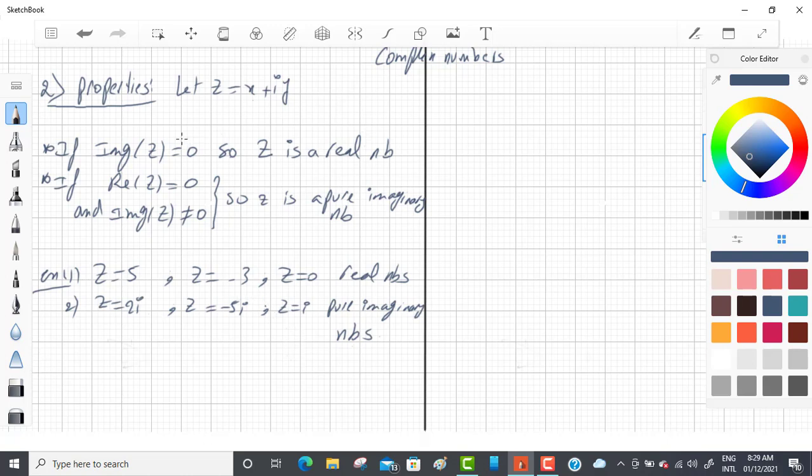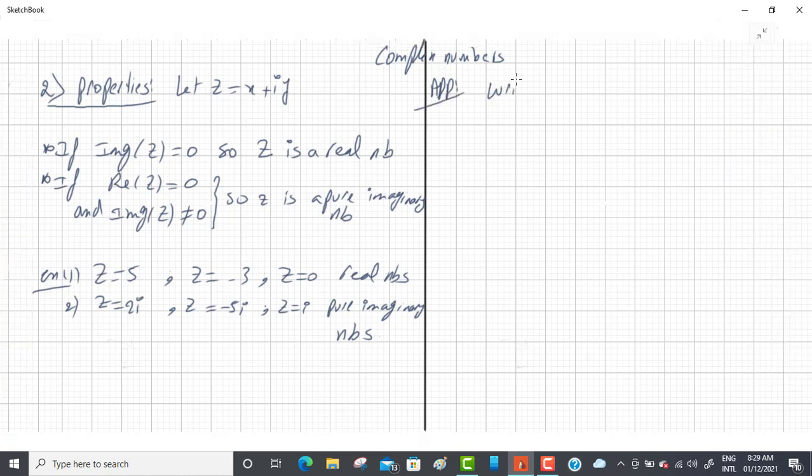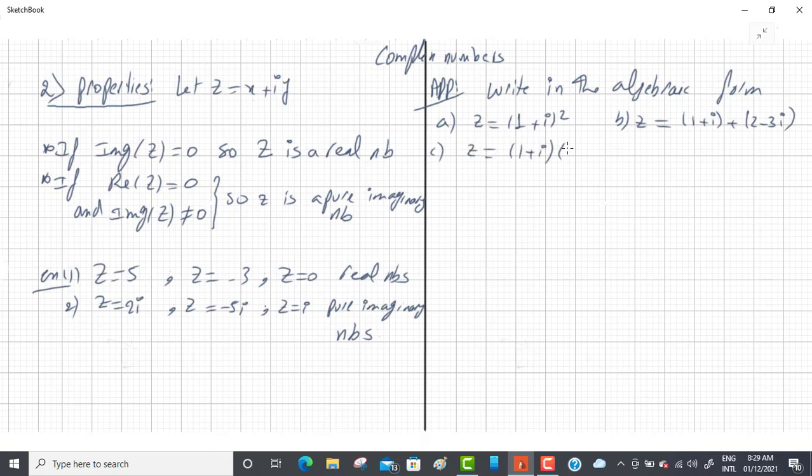Okay, let's solve an application. Write in the algebraic form each of the following complex numbers. Part A, z equal (1 plus i) square. Part B, z equal 1 plus i plus 2 minus 3i. Part C, z equal (1 plus i) into (2 minus 3i). And part D, z equal (1 plus i) power 14.